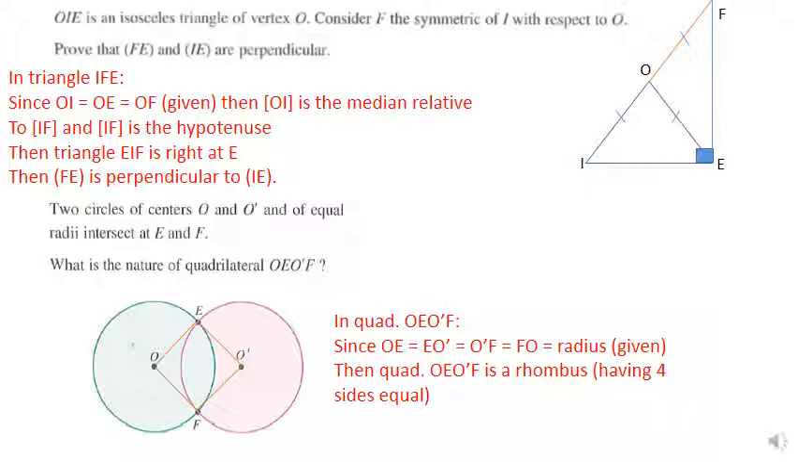I'm going to show you just a second. So we just said that OE is equal to OF because they are radii in the same circle. And O'E is equal to O'F because also they are radii in the same circle. But you know that the two radii of the circles are equal. So now I have four equal sides. Four equal sides, then this is a rhombus. Okay?